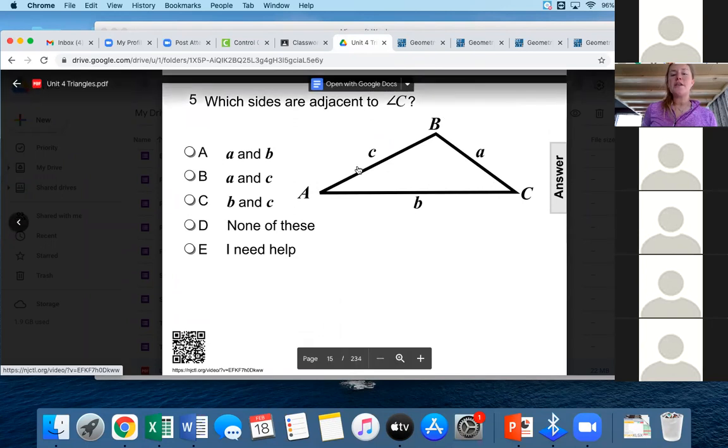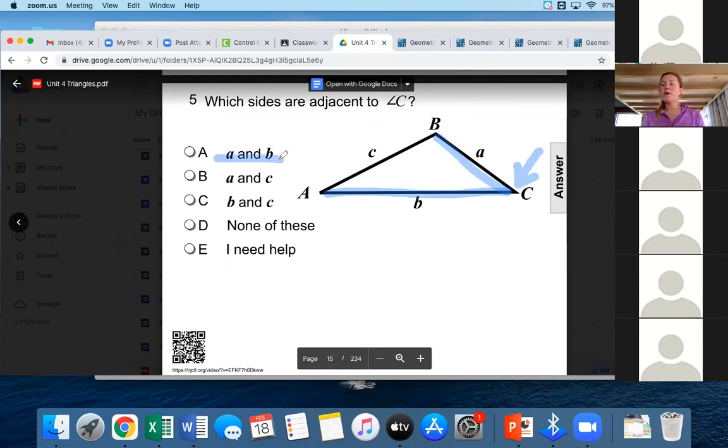So if we look at question 5, I'll go over this one. Which sides are adjacent to angle C? So if we want to talk about angle C, it is right here. And by highlighting angle C, which the angle itself starts right here, that's the vertex. In highlighting that, you notice that I've highlighted side A and side B. So your answer choice A is the correct answer choice.